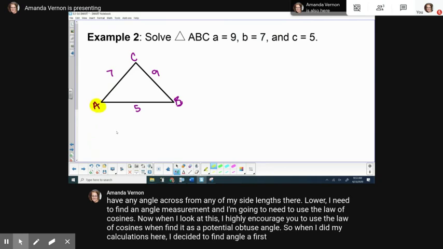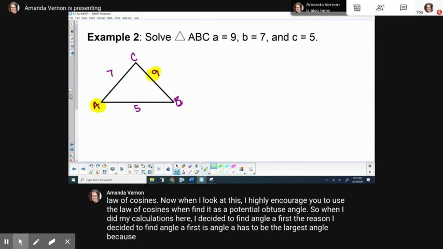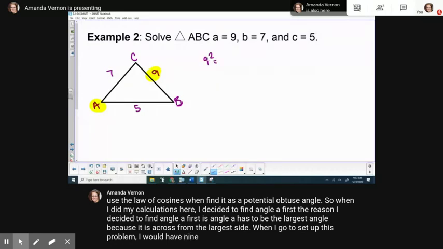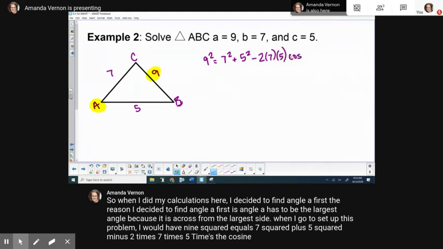The reason I decided to find angle A first is angle A has to be the largest angle because it is across from the largest side. When I go to set up this problem, I would have 9 squared equals 7 squared plus 5 squared minus 2 times 7 times 5 times the cosine of angle A.